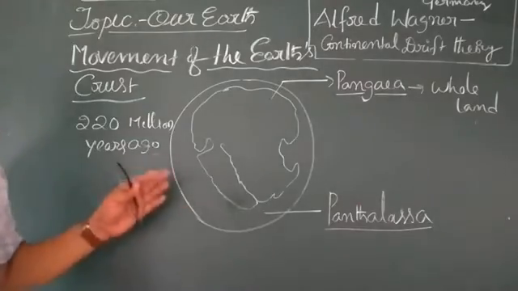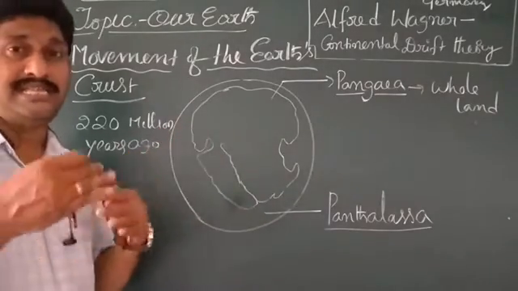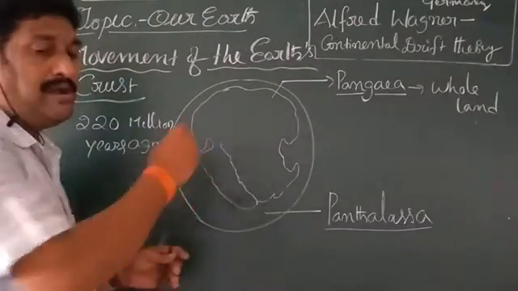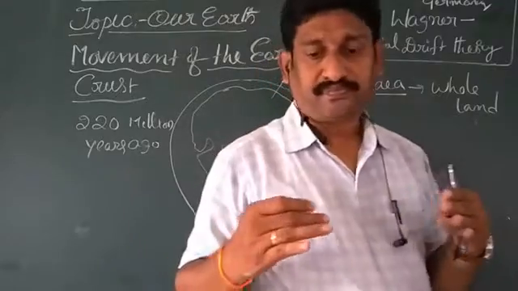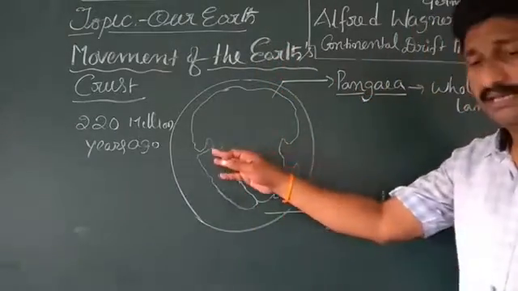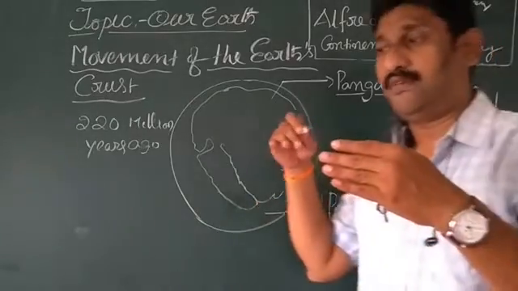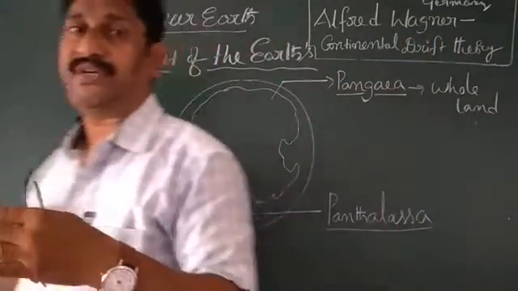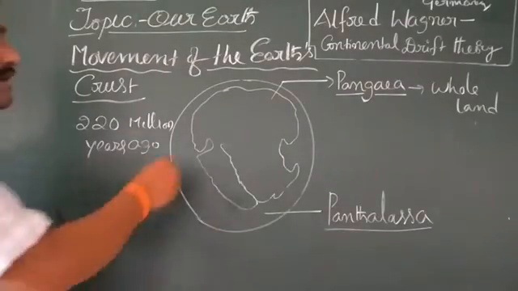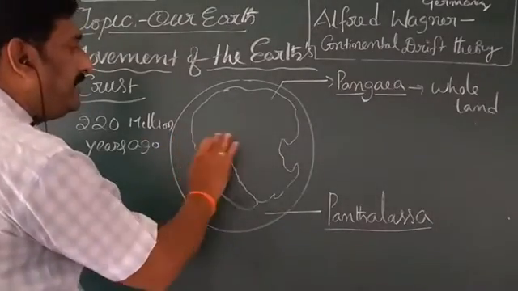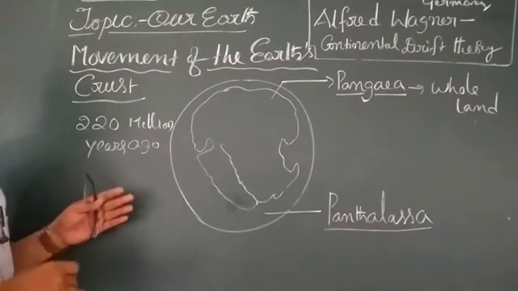So here gradually what happened? A lot of changes occurred in this whole land part. Then what happened here? It broke into several large sections. With a lot of interior compression and interior pressure, this whole land part divided into large sections.